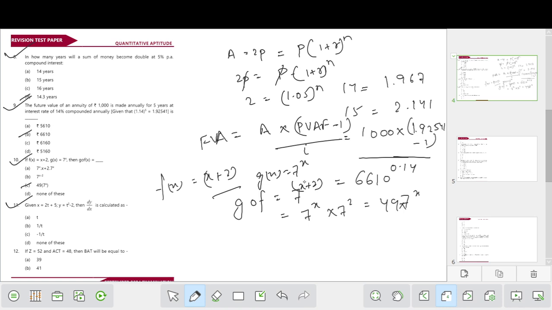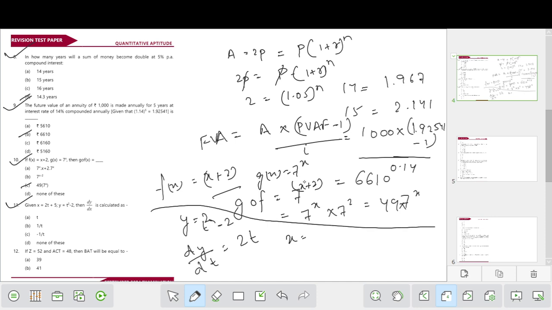Now this is a differentiation question. First, y is equal to t square minus 2. So differentiate it with respect to t. This will give you 2t. x is equal to 2t plus 5. Differentiate it with respect to t. This will give you 2. Now dy by dt into dt by dx, that is 2t divided by 2. That will give you the answer t. A is the right answer.